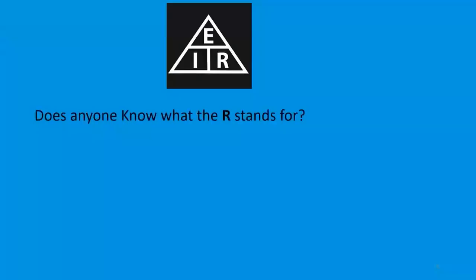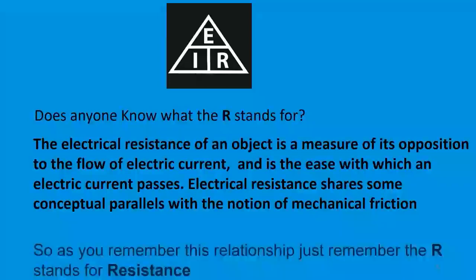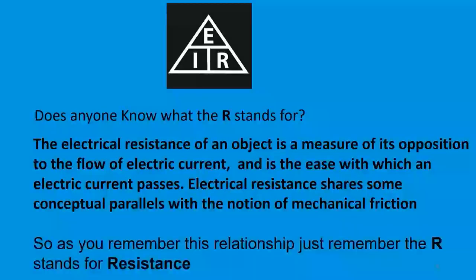Does anyone know what the R stands for? Electrical resistance of an object is a measure of its opposition to the flow of electric current. It is the ease with which an electric current passes. Electrical resistance shares common conceptual parallels with the notion of mechanical friction. So as you remember this relationship, just remember that R stands for resistance.